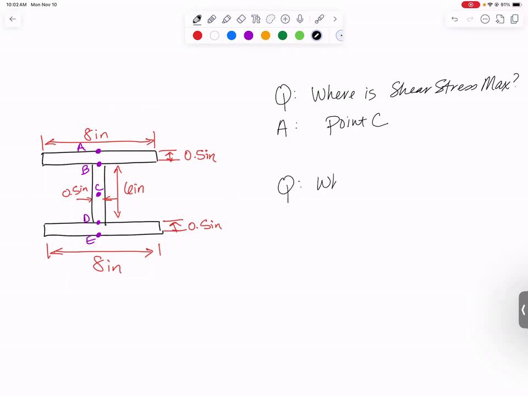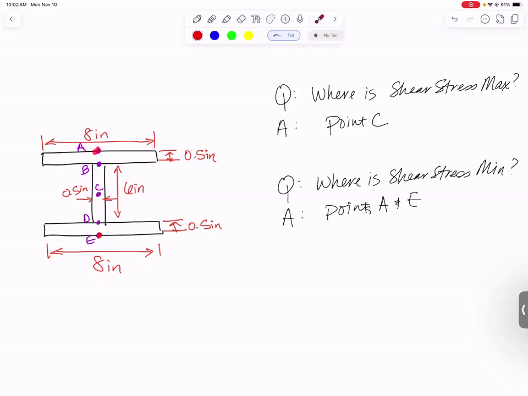Next question, where is the shear stress min? Where is the smallest value? The answer is, it's going to be at the top and bottom. So points A and E. Up here at the top, point A, down here at the bottom, point E.